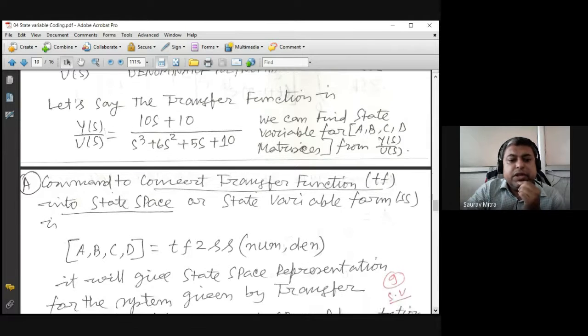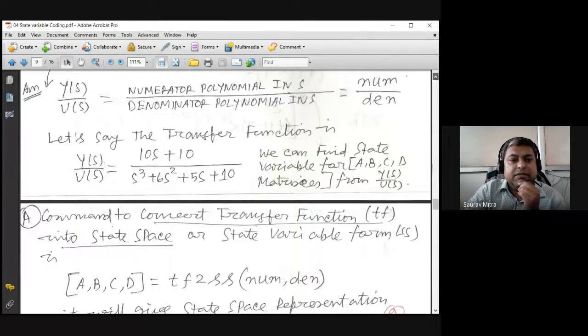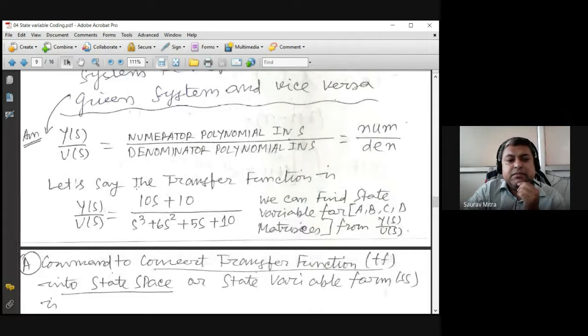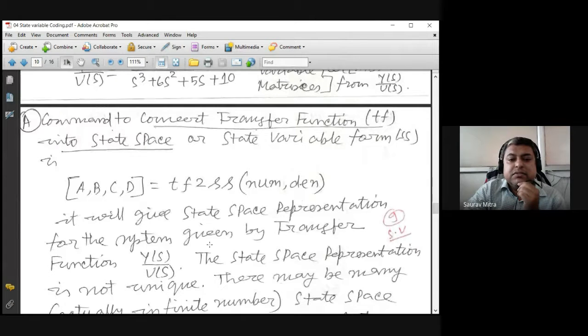So first, what I'm showing you is how to convert to the ABCD matrix. That means if a transfer function is given, okay, so numerator and denominator both are given. You can find here Y(s) by V(s) is num by den. Okay, so numerator polynomial in s, denominator polynomial in s. This is given. I want to get the ABCD matrix for that. So what you do is ABCD is equal to TF2SS. TF2SS is a command.